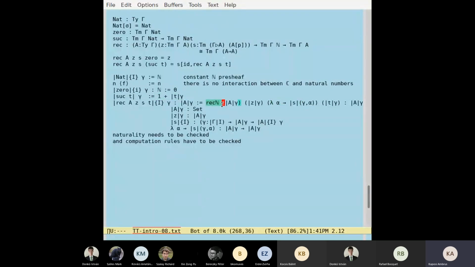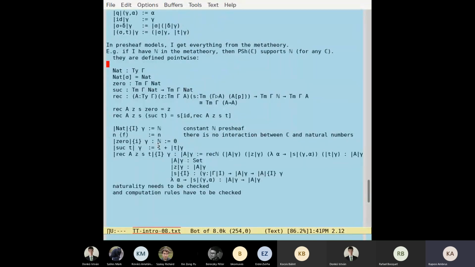So if the meta-theoretic recursion principle has the proper computation rule, then the object theoretic natural numbers recursor also has the proper computation rule. Okay, so this example here of natural numbers was the example that once I have something in the meta theory, I also have it in the object theory. Okay, in presheaves over C for any C. Okay, and this method works.